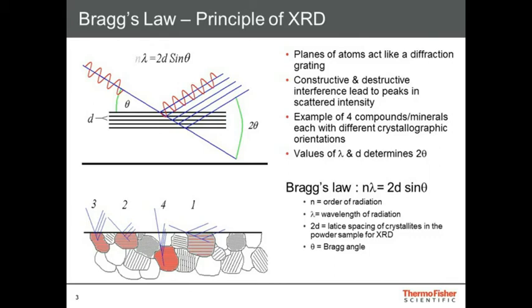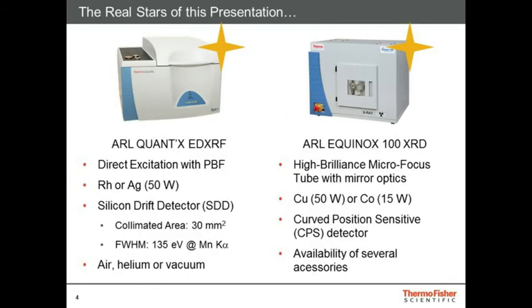Now we're coming to the real stars of this presentation, which are our two instruments. On the left side, you see the Thermo Scientific ARL QUANT'X EDXRF instrument, which is an energy dispersive X-ray fluorescence spectrometer. We have direct excitation, and we use a primary beam filter. We have a rhodium or silver tube, and we use a silicon drift detector with a good energy resolution of 135 electron volts. The machine can measure under air, helium, or vacuum.